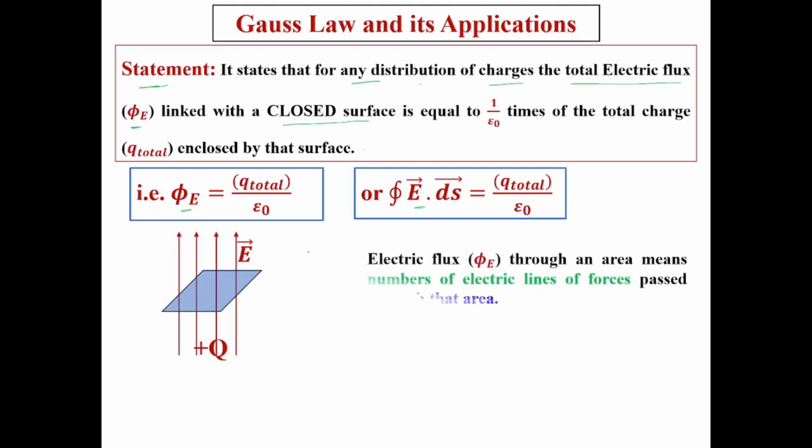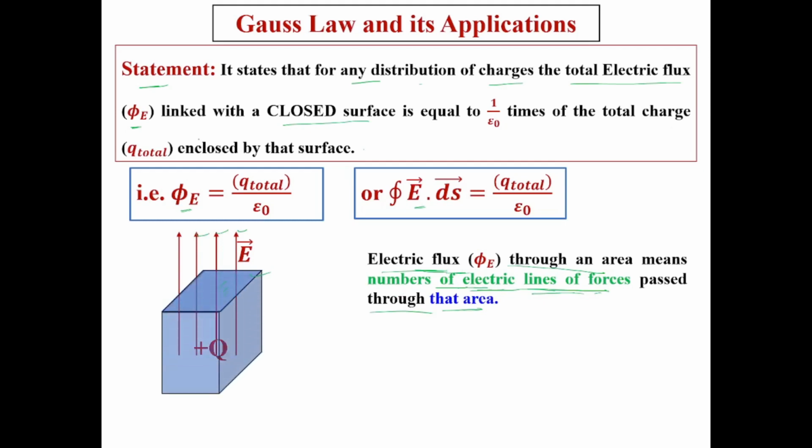Here, electric flux is nothing but the electric lines of force passed through that area. Suppose this is your area, and electric flux through this area means how many electric lines of force, these are electric lines of force, pass through this area. This is nothing but your so-called electric flux.